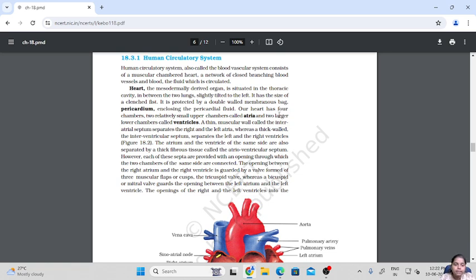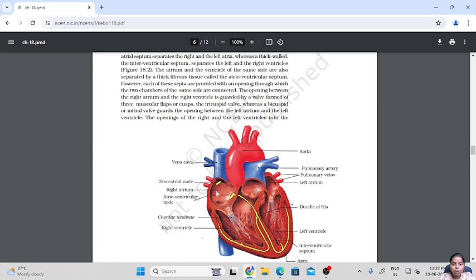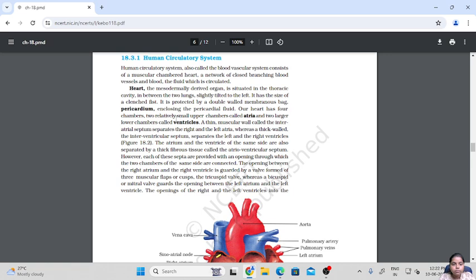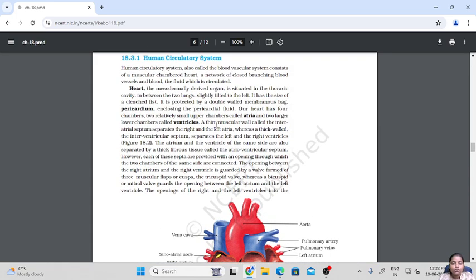The human heart consists of four chambers: two relatively small upper chambers, called the atria, and two larger lower chambers, called the ventricles. A thin muscular wall, called the interatrial septum, separates the right and the left atria.